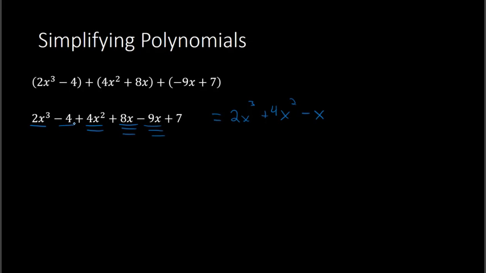And then the numbers, we have negative 4 plus 7. Negative 4 plus 7 can combine, and that would give me a plus 3. So this set of polynomials can simplify, and you would get 2x to the third plus 4x squared minus x plus 3.